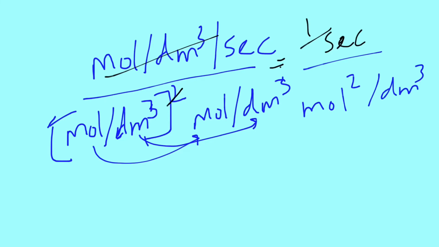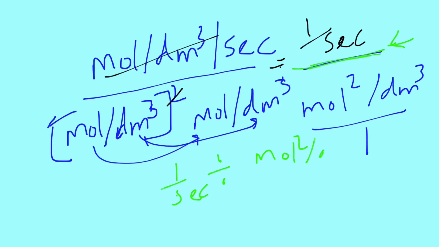As you can see here, 1 upon second will come down. How will it come down? I will show you. We will just put here 1, and this is the division sign. I will make this division sign green. We will just separate this 1 upon second. Instead of this green line, I will put division, and then mole square per dm cube upon 1. So this is the main thing.